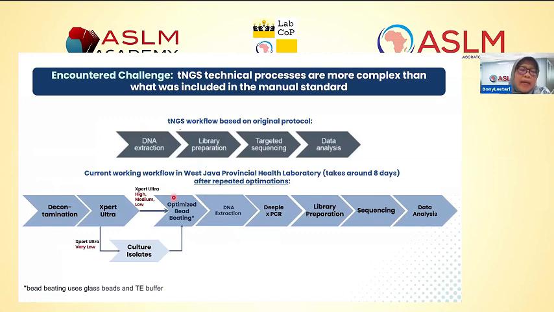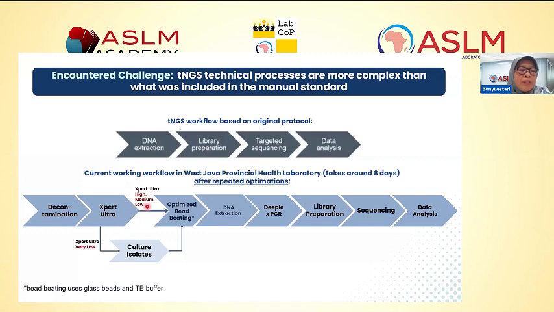So in the manual, they say, okay, we do extraction, lab prep, targeted sequencing, and then we upload the data and we have the sequencing result. But in the field, when the sample arrives, we need to do decontamination. And then we screen, because we don't know the quality, sometimes the quality of the sample might not be good. So we screen the DNA level using Xpert Ultra.